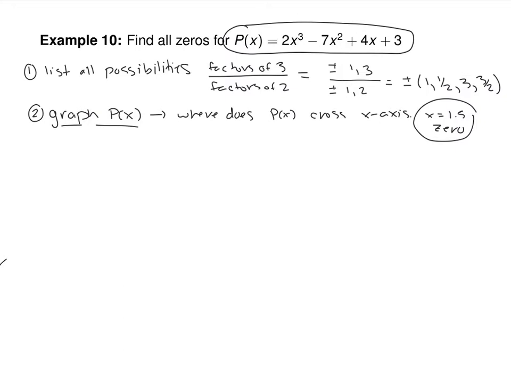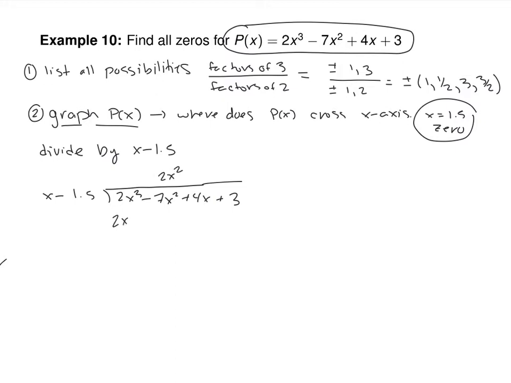Okay, so if you know that's a 0, what are we going to divide by? Divide by x minus 1.5. It's not that bad. X minus 1.5 gets divided into 2x cubed minus 7x squared plus 4x plus 3. So what do you multiply x by to make it match that 2x cubed? 2x squared. So that'll be 2x cubed. What is 1.5 times 2? 3.